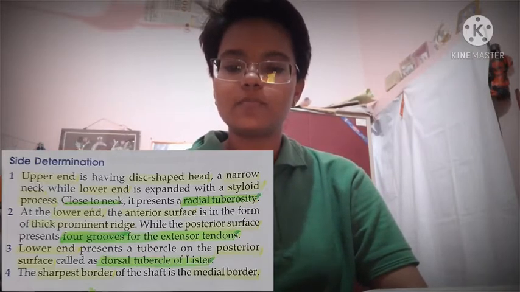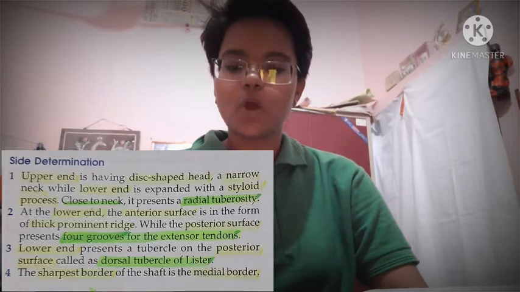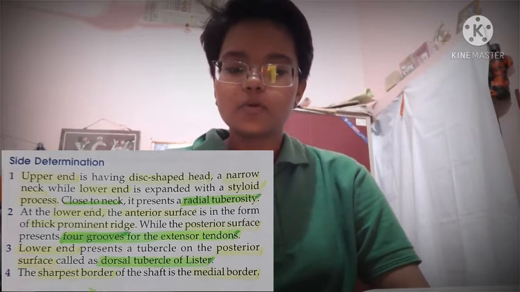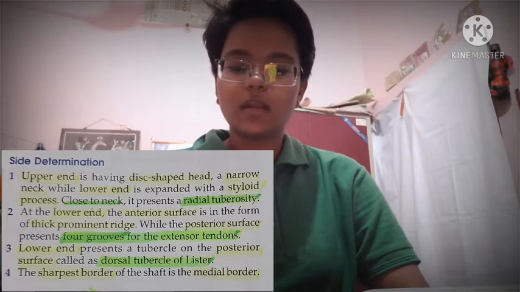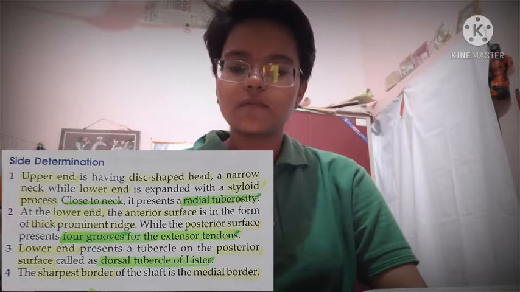Close to the neck, it presents a radial tuberosity. At the lower end, the anterior surface is in the form of a thick prominent ridge, while the posterior surface presents four grooves for the extensor tendons. The lower end presents a tubercle on the posterior surface called the dorsal tubercle of Lister. The sharpest border of the shaft is the medial border.